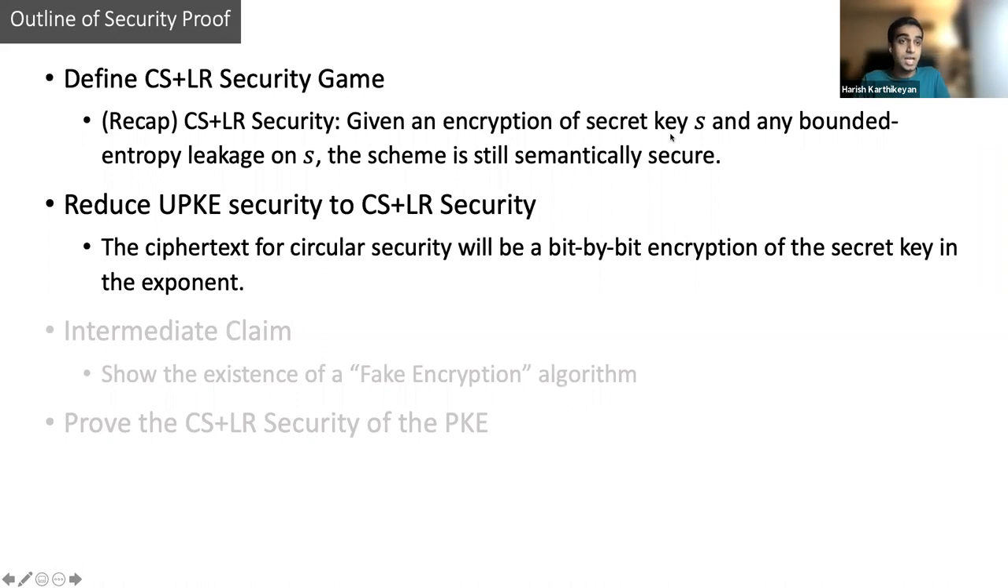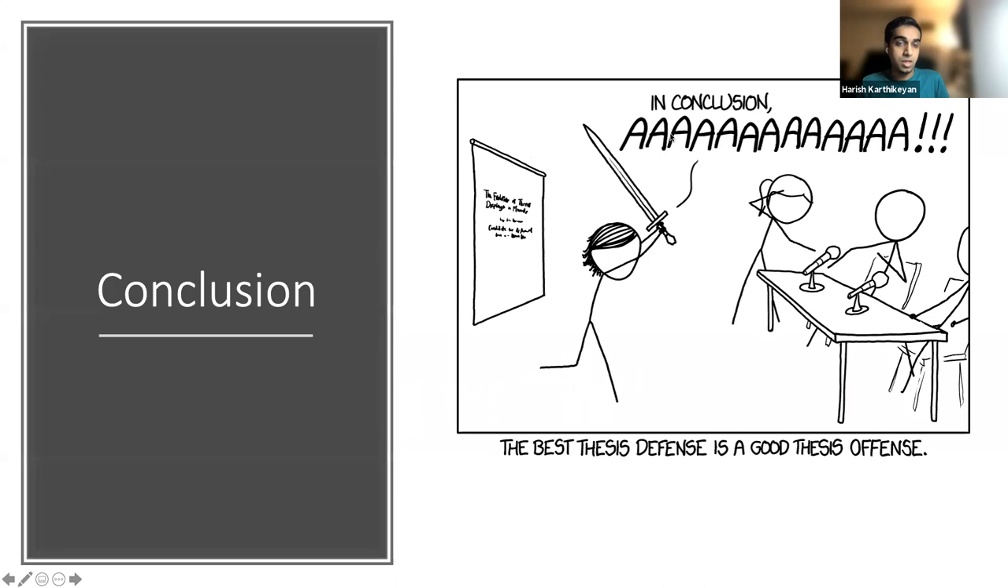So far, we have seen how to reduce UPKE security to CS++ security. The missing part of the puzzle is to prove that our scheme is actually CS++ secure, which we invite you to look at in the full version of the paper. It's available online, where we go into the details of the proof and summarize the hybrid arguments to prove it secure. With that said, we will move on to the conclusion. We do not have time to go over the LWE construction. However, we invite you to, again, refer to the full version of the paper.